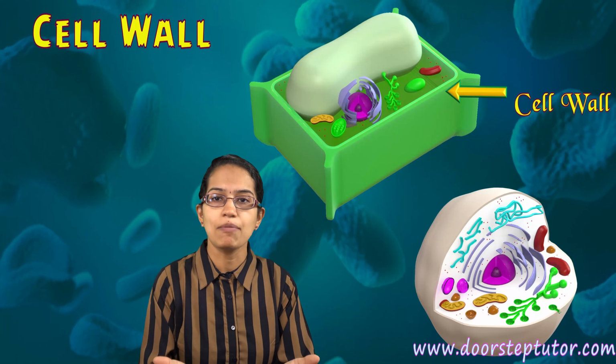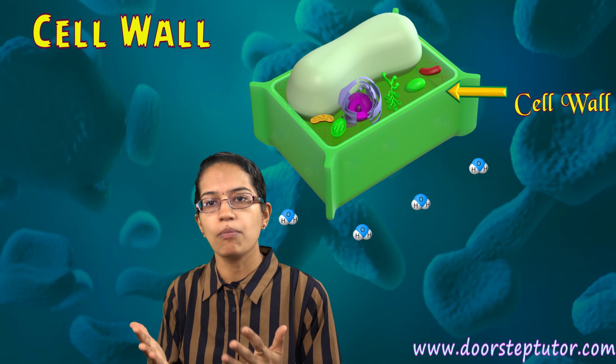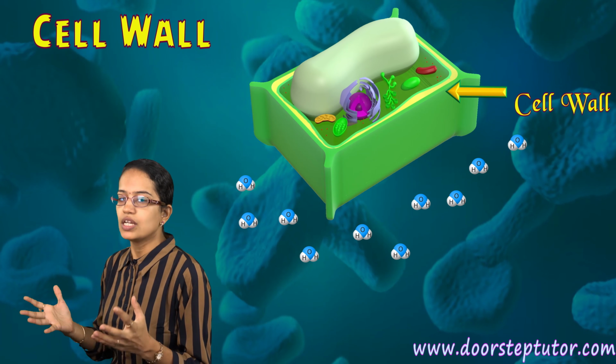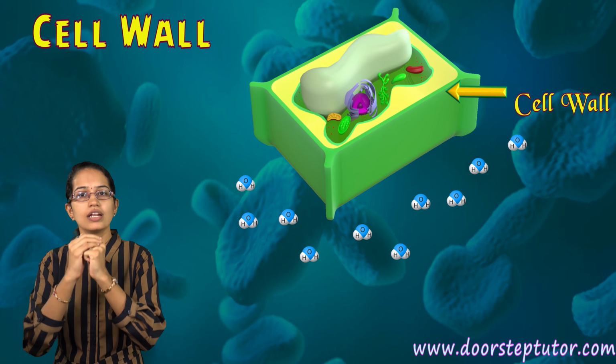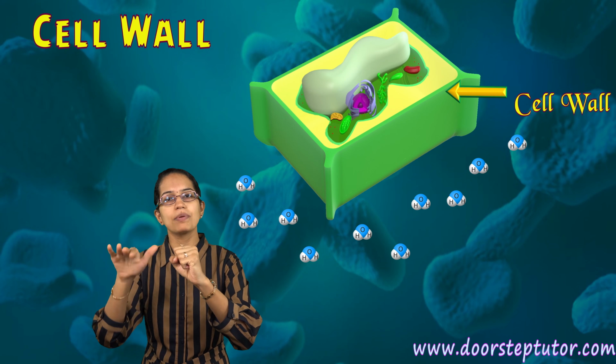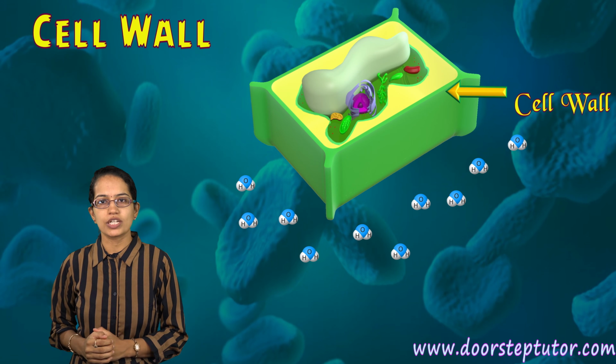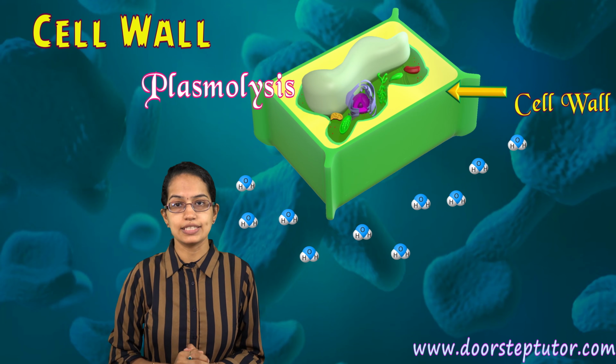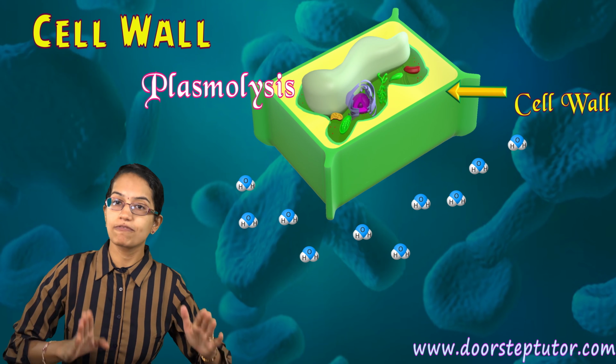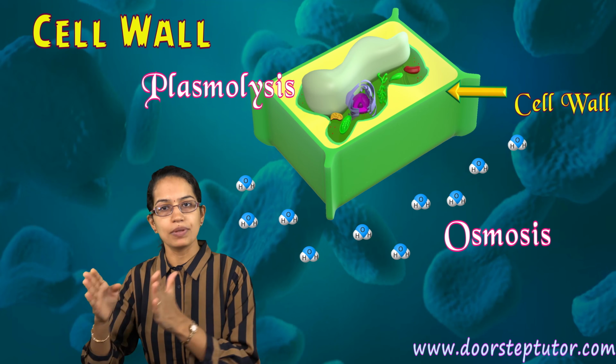Again, what would happen if water is being lost from a plant cell through osmosis? The contraction of the cell would occur, but this contraction would be within the boundaries of the cell wall, and this process is known as plasmolysis. So very, very important, the difference between osmosis and plasmolysis.